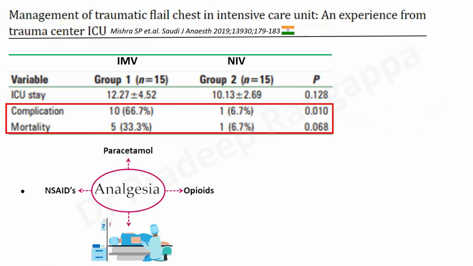And even in this particular Indian study, there was an emphasis and focus on a multimodal approach with regards to analgesia. As I said, it has to be a combination of paracetamol and NSAIDs if kidney functions are normal, opioids, and epidural. So having these components will go a long way in optimizing analgesia.